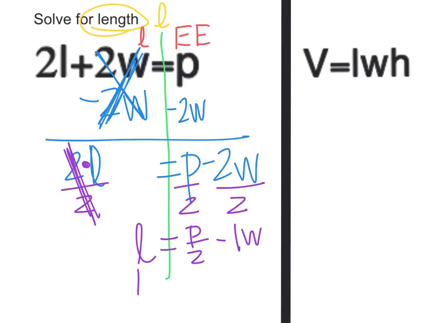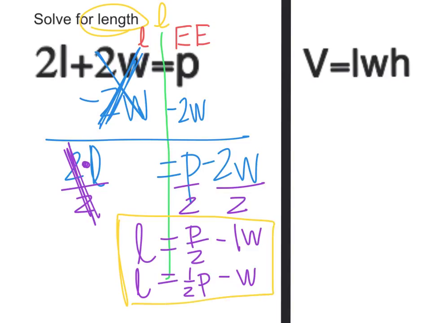I could also write this as L equals, P divided by 2 is the same thing as 1/2 P, and 1 W is the same thing as just W. So either form of that is acceptable. So both these equations would be correct.